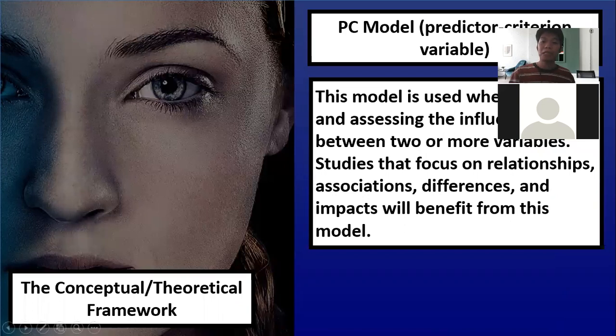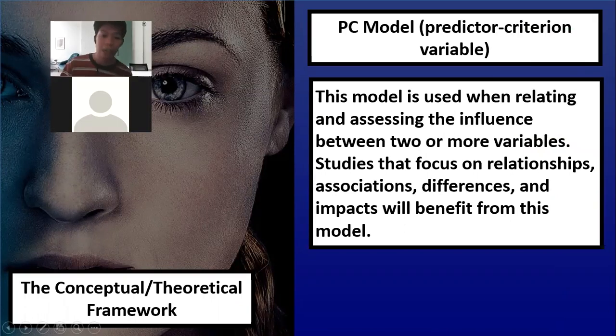Next one, we have PC model, or predictor criterion variable. This model is used when relating and assessing the influence between two or more variables. Studies that focus on relationships, associations, differences, and impacts will benefit from this model. So, say predictor criterion variable if you want to predict possible future results.